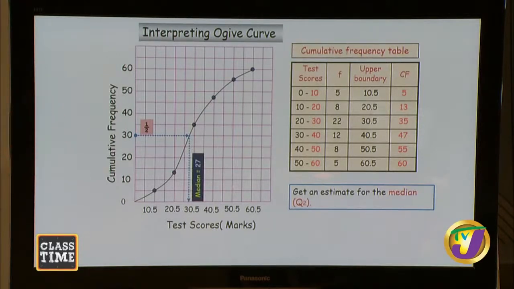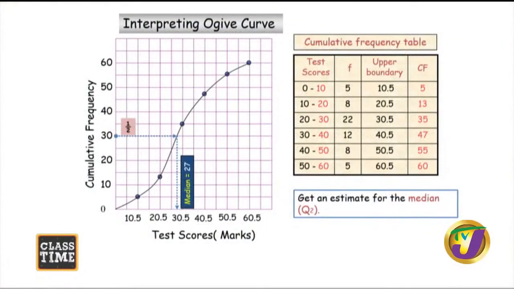So we draw a dotted line from 30 to the curve and down to the horizontal axis, and we see there that the median is about 27 marks, approximately. And again, 27 is an estimation, don't you think? That's right, because it depends on how you draw your curve. However, as we know with estimation, you can't be too far out. So your answer could be maybe 27, 27.5.